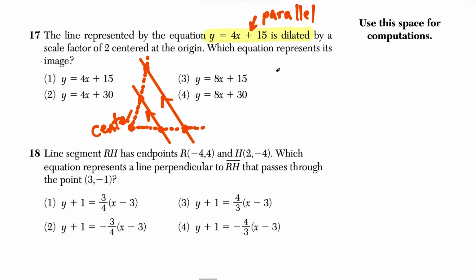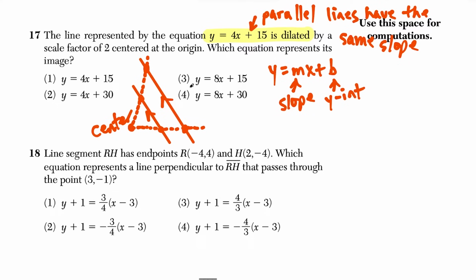So using that idea, now we're going to look at the equation y equals mx plus b. The slope is the m value, the coefficient of x, and the b value is the y-intercept. And we should know that parallel lines have the same slope. Okay, so parallel lines, we're going to say, have the same slope. So when we look at the answer choices, we're looking for an answer choice that has a slope of 4. So that's going to narrow down the correct answer to either choice 1 or choice 2. So these answer choices are out.